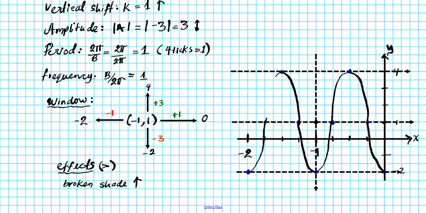Now, what we want to note here is that our line is supposed to be broken. So let's go ahead and break it. We're going to apply the effects here. Okay, so it's supposed to be a broken line, and we're supposed to shade upwards. So let's go ahead and break it. You can just simply erase portions of your graph. If you're doing a pencil, so it's broken, just break it. Break it, break it, break it.